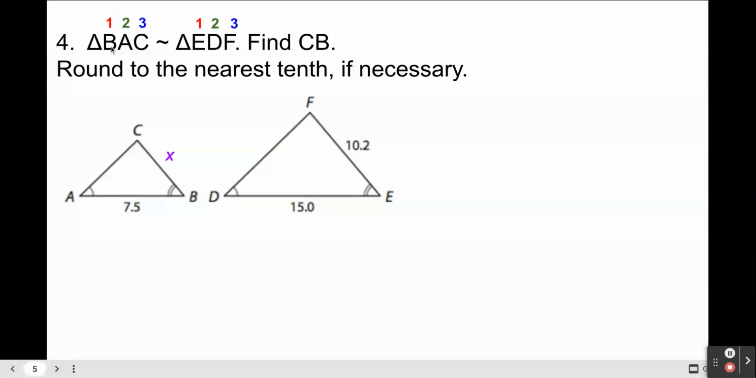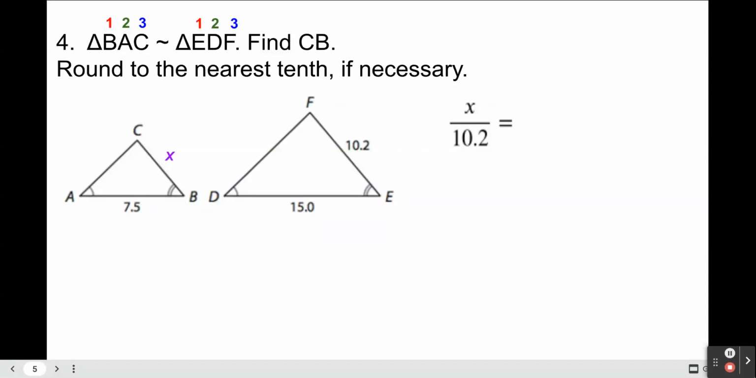So number your similarity statements, 1, 2, 3, 1, 2, 3, so you can line up what corresponds. So X is going to correspond with the 10.2 because CB, using our similarity statement, CB corresponds to FE. C and B were the 3 and 1, so we have to find the 3 and 1 in our similarity statement for the other triangle.